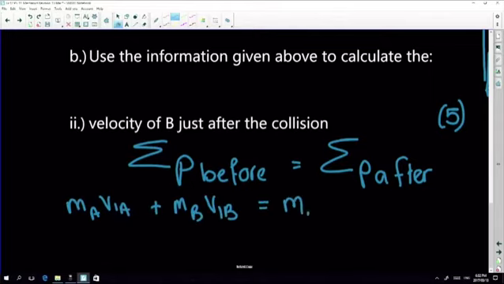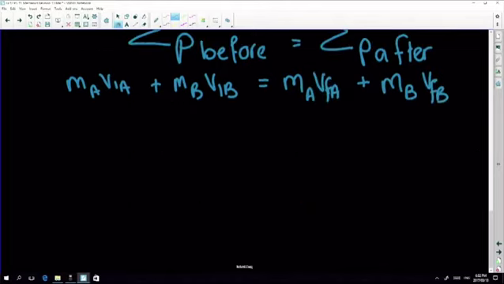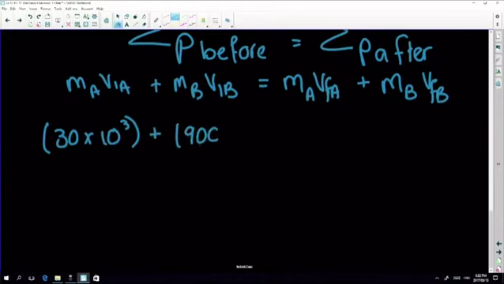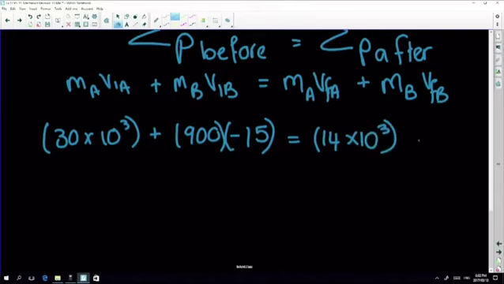So we would go MA VIA plus MB VIB equals MA VFA plus MB VFB. Afterwards, they're two objects, we're assuming. Now, from the graph, I know that's 30 times 10 to the 3. They told me that B had a mass of 900. Now, be careful. It was going west, so it's minus 15. After the collision, A was 14 times 10 to the 3, and I don't know B.